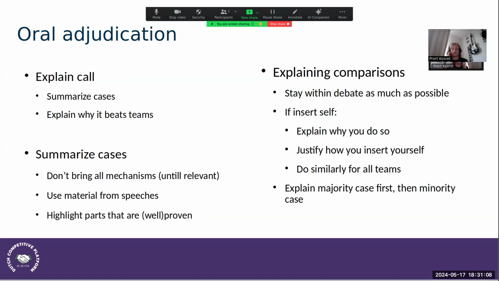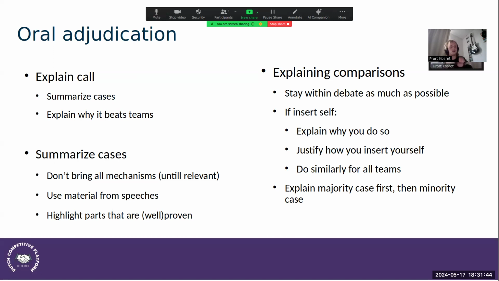But if you don't go into detail because people just have different cases and they're weighing it differently, and that is the reason why one team beats another team, then you don't need to go into explicit detail on how they prove it. You just say they brought many mechanisms or multiple reasons, but I will highlight two of them, the first one and the second one, or the strongest one, again, because of time reasons, and people understand that. Another thing that's important when you try to summarize the cases is the best way to do it is to use the material explicitly from speeches so that they know that you listened.